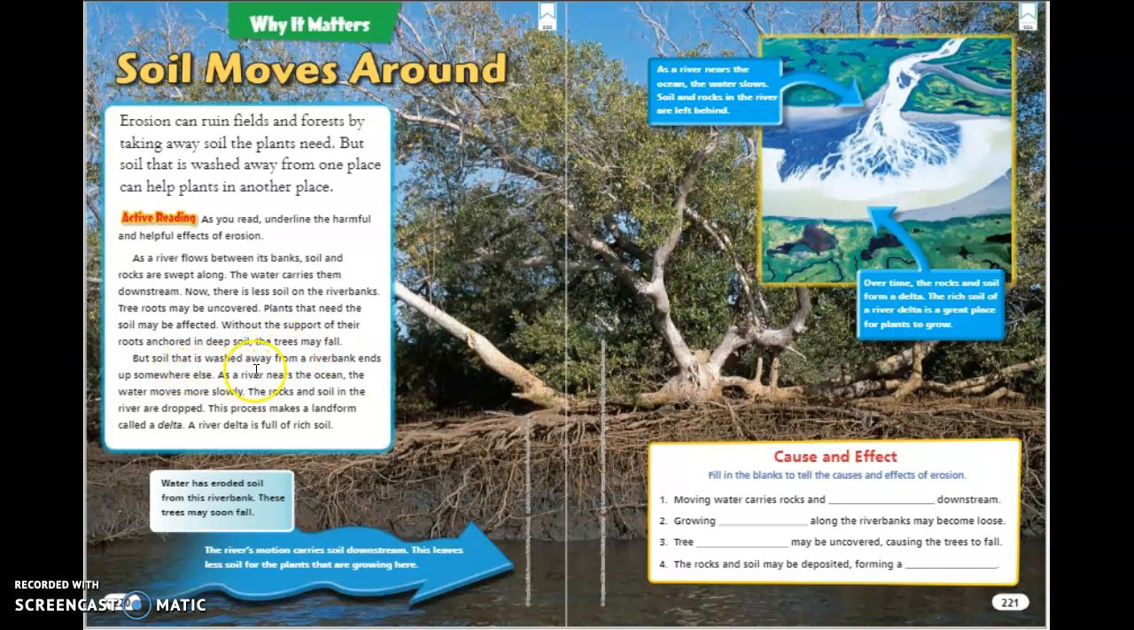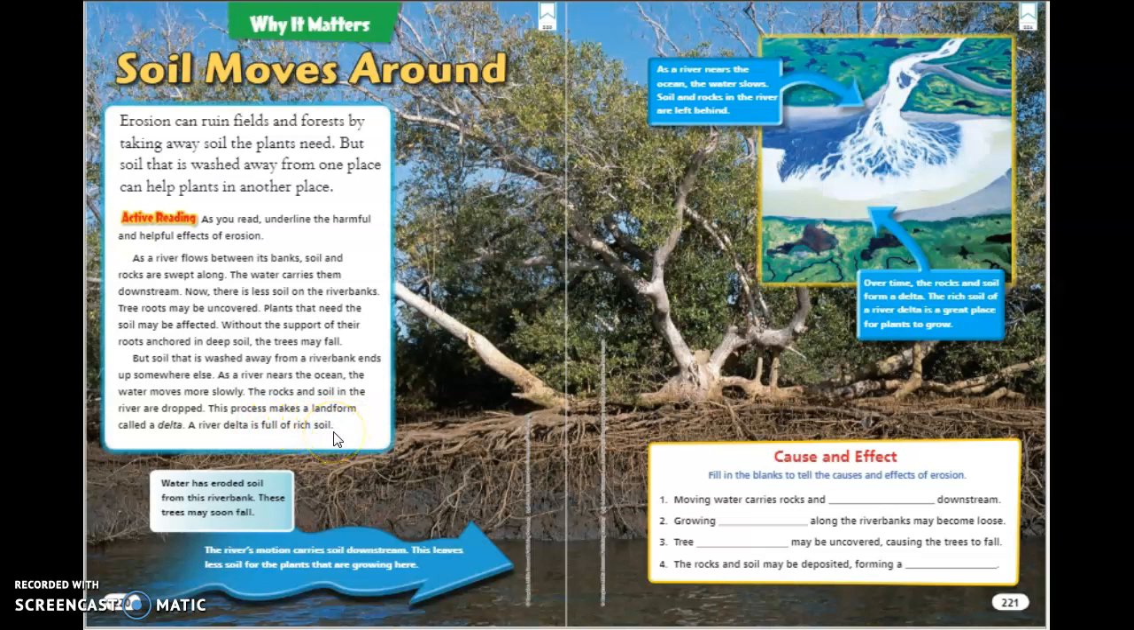But soil that is washed away from a riverbank ends up somewhere else. As a river nears the ocean, the water moves more slowly. The rocks and soil in rivers are dropped. This process makes a landform called a delta. A river delta is full of rich soil.